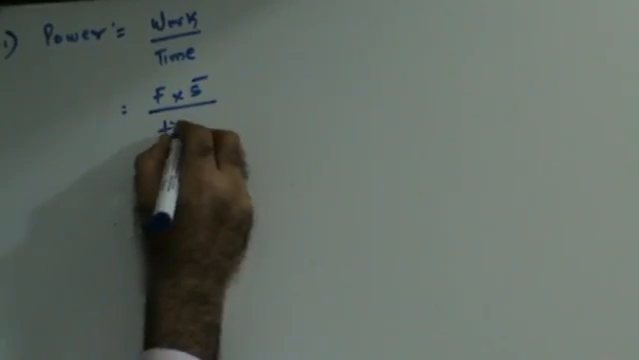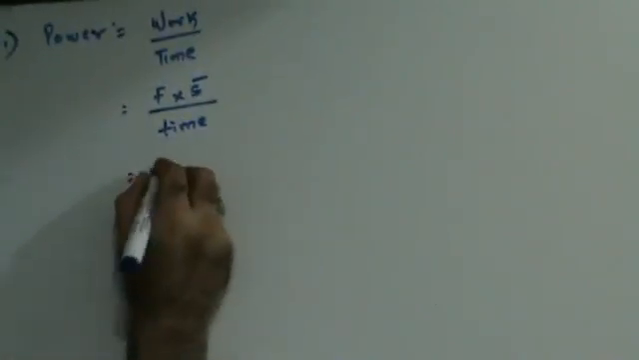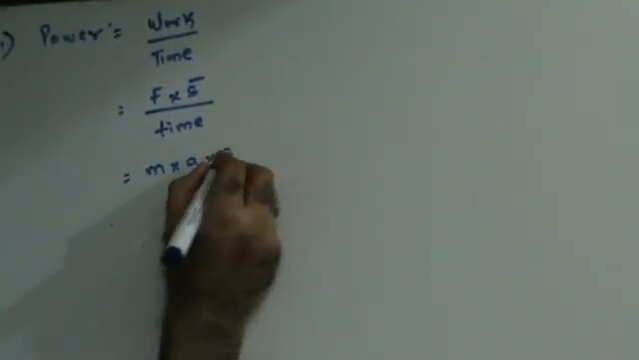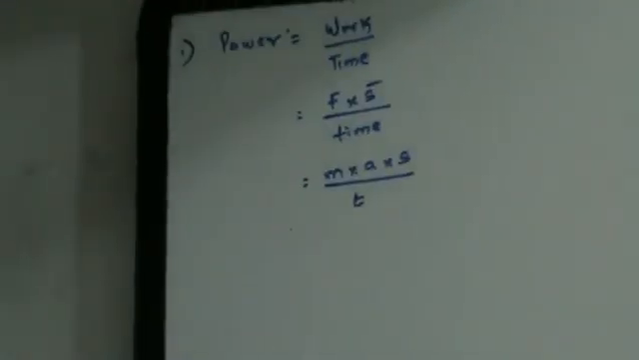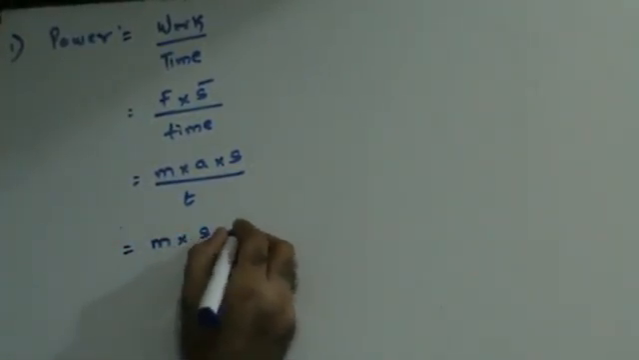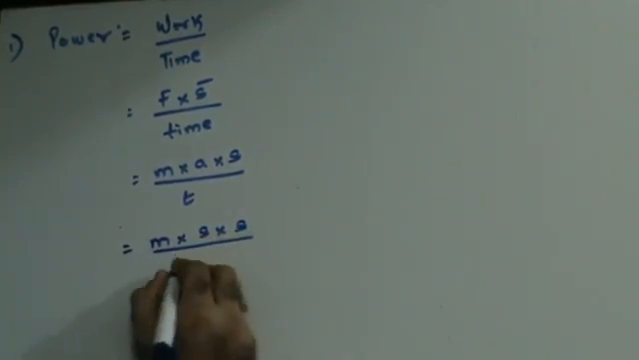Power is defined as work upon time. Work is defined as force into displacement upon time. Force is defined as mass into acceleration into displacement upon time. Acceleration is defined as displacement upon time square. Mass into displacement upon time square into time.